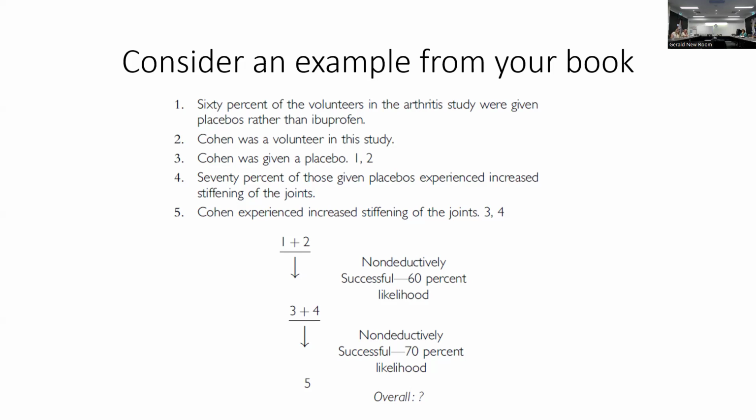Cohen was given a placebo, and then you add to it 70% of the... Immediately we are in a non-deductive claim, yeah? So experience stiffening, etc. It is non-deductively successful because 60% likelihood, and non-deductive results. So overall it's maybe yes, maybe no, yeah? That's the point, we just don't know.